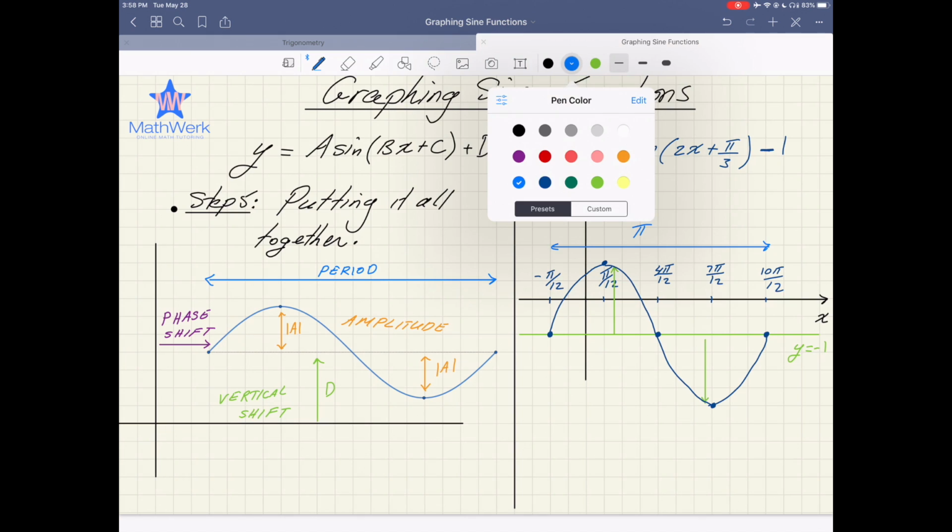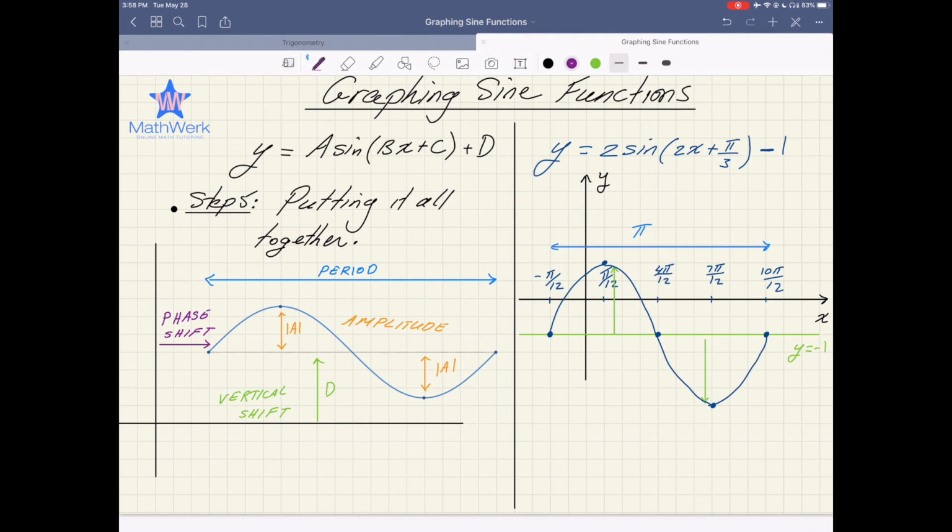The next is the phase shift, which is how far left or right you go from the y-axis. In this case, we went left, so that's our phase shift, and that was negative pi over 6. We made a little mistake here. This should be 2 pi over 12, so that's pi over 6. And then we had a vertical shift. So we had a vertical shift of 1 unit down. So that's going from the x-axis down 1 unit. That's our equilibrium.